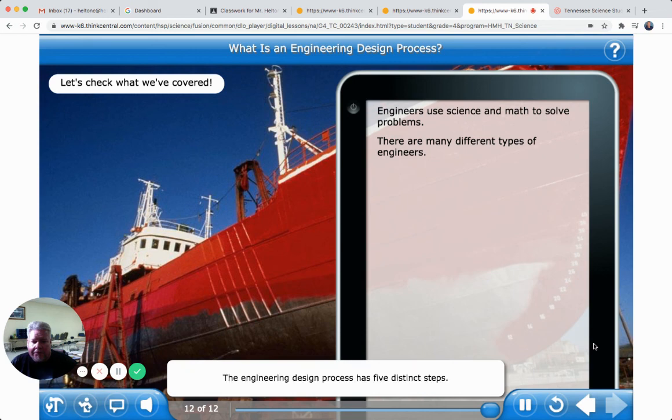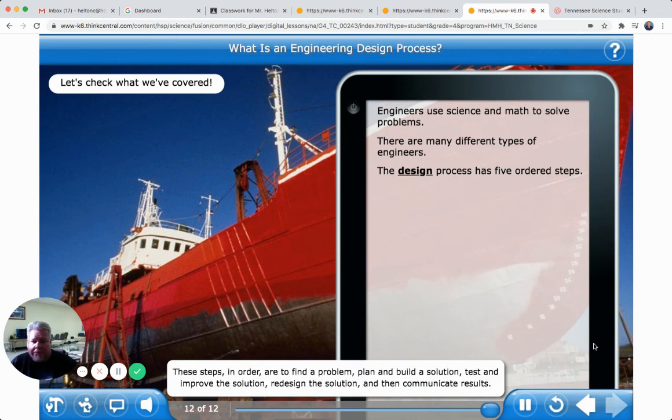The engineering design process has 5 distinct steps. These steps, in order, are to find a problem, plan and build a solution, test and improve the solution, redesign the solution, and then communicate results. Now that you've finished this lesson, if you wish, you can go back and review any part of the lesson again. All right, so that was a review of what we learned yesterday.